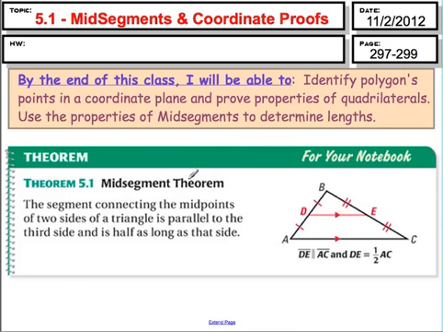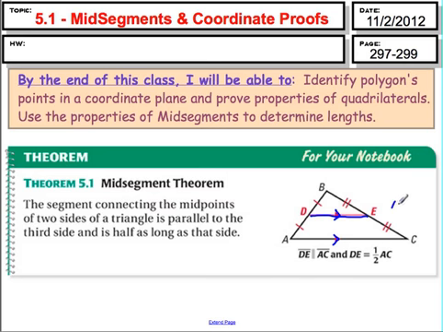So here's the mid-segment theorem, from your textbook. The segment connecting the midpoints of two sides of a triangle is parallel to the third side and is half as long as that side. So when we talk about segment DE here, this is called the mid-segment. It is parallel to this third side, the base, and it's always half this length. I always say the mid-segment is half the base. Mid-segment is half the base.